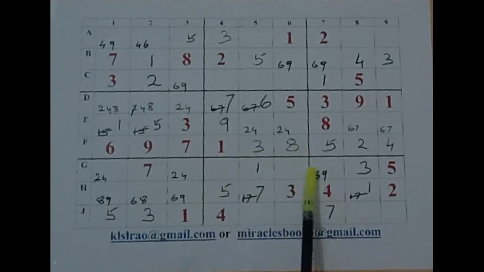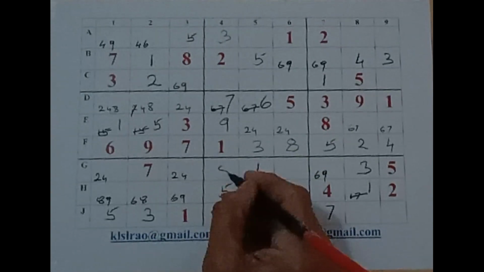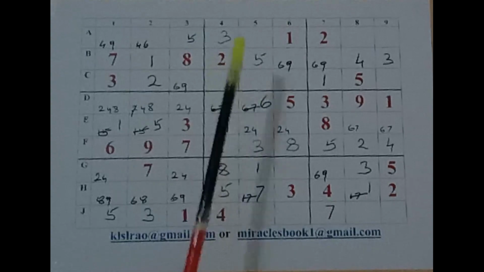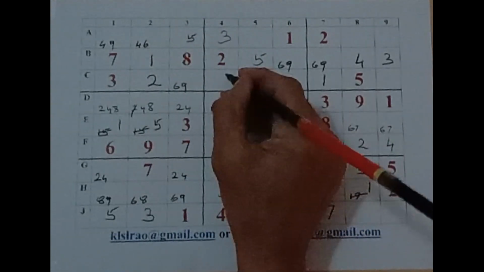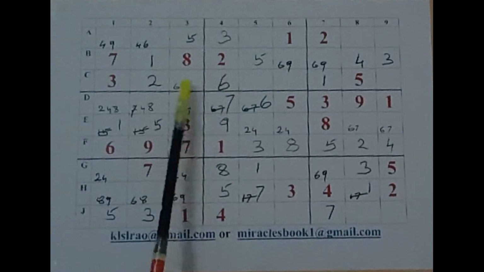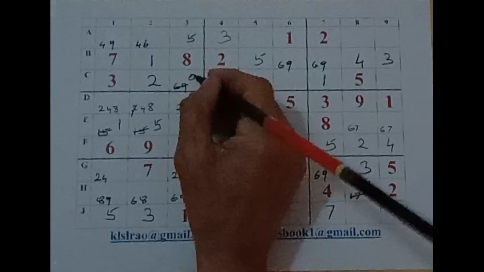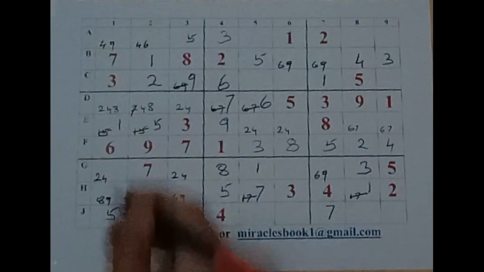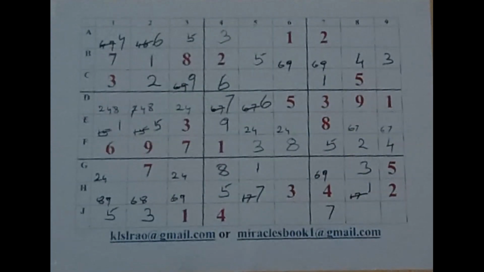We require 6, 8 and 9. That 8 there cannot be repeated here. That means this is the place for 8. And above, that's the place for number 6. Have a good look. That's number 6. This pair gets disturbed. You get a 9 here. And there you get number 4. Here is a 6, okay.